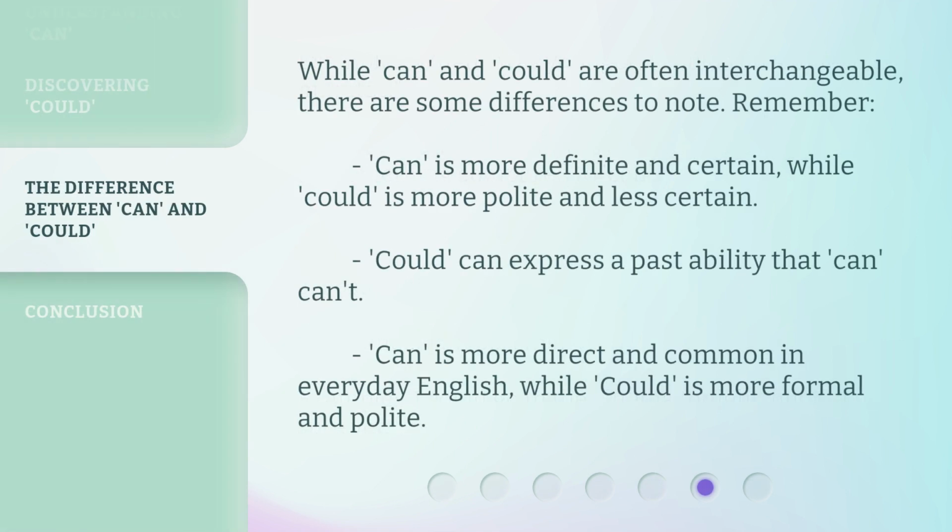While can and could are often interchangeable, there are some differences to note. Remember, can is more definite and certain, while could is more polite and less certain. Could can express a past ability that can't. Can is more direct and common in everyday English, while could is more formal and polite.